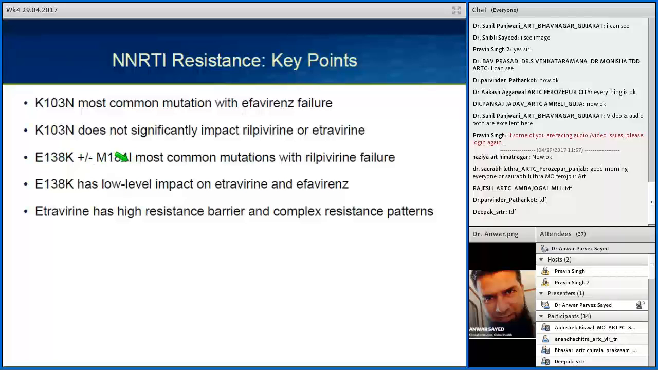So these are the other mutation combinations. This is the most common mutation in rilpivirine. Again, we are not using this. E138K has low level impact on etravirine and efavirenz, and etravirine has a high barrier and complex resistance patterns. Rilpivirine is a drug which is used in other parts of the world, but not commonly in India. For this slide you can remember K103N, which has a very low genetic barrier to resistance. Quickly, if a patient misses a few doses, the virus can develop resistance and the K103N mutation.